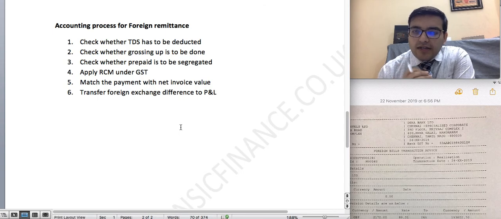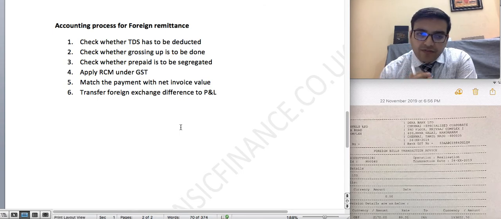This is a little bit lengthy, I would say, and you have to keep in mind a lot of things, because it is not just one single entry. There are a lot of things impacting a foreign remittance, so the accounting becomes a little bit complicated. Okay, so we will discuss two examples here, so as to make you comfortable. But these are the six steps, I would say.